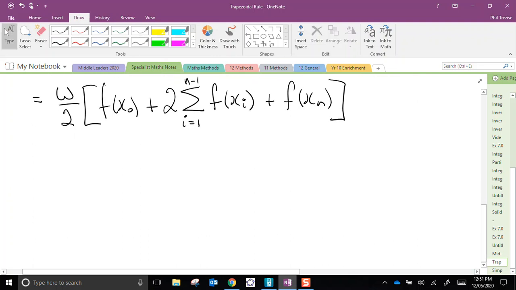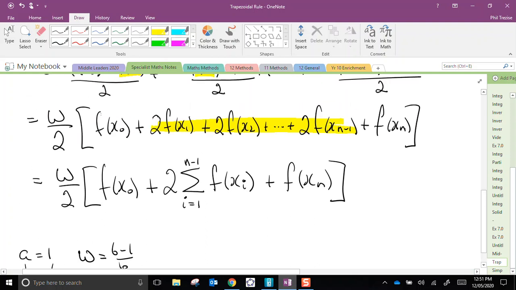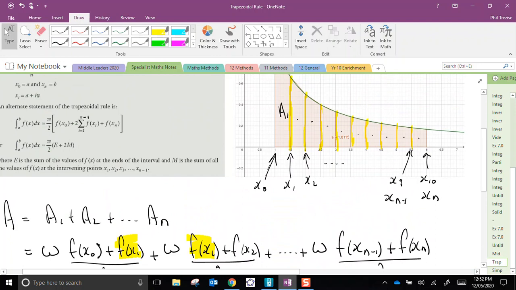Now, in our particular case, what are we dealing with here? Well, we had a equals 1, b equals 6, and n equals 10. So the width of our strips, 6 take 1 over 10, comes to 0.5. Lovely. We probably should think about what x naught and xi and so forth are going to be. Well, let's go back here. x naught equals 1.